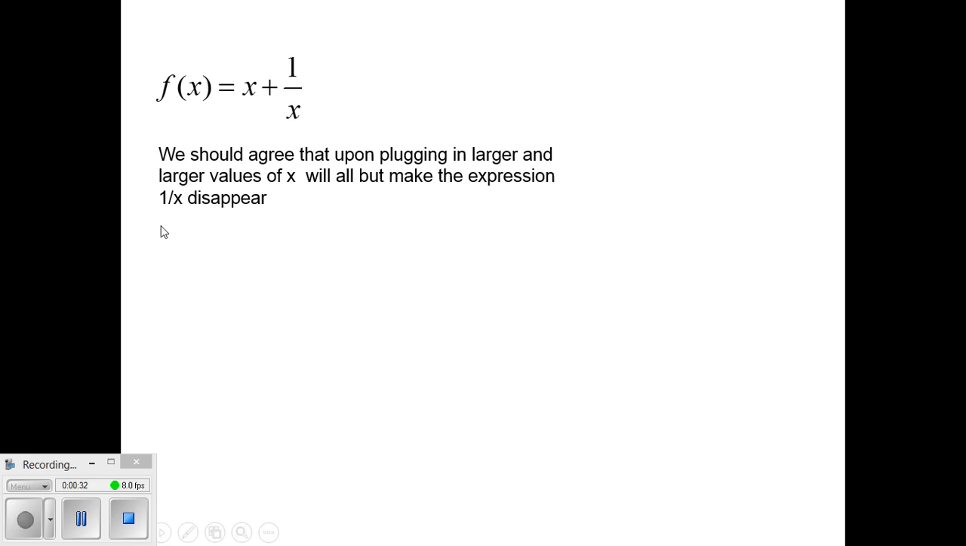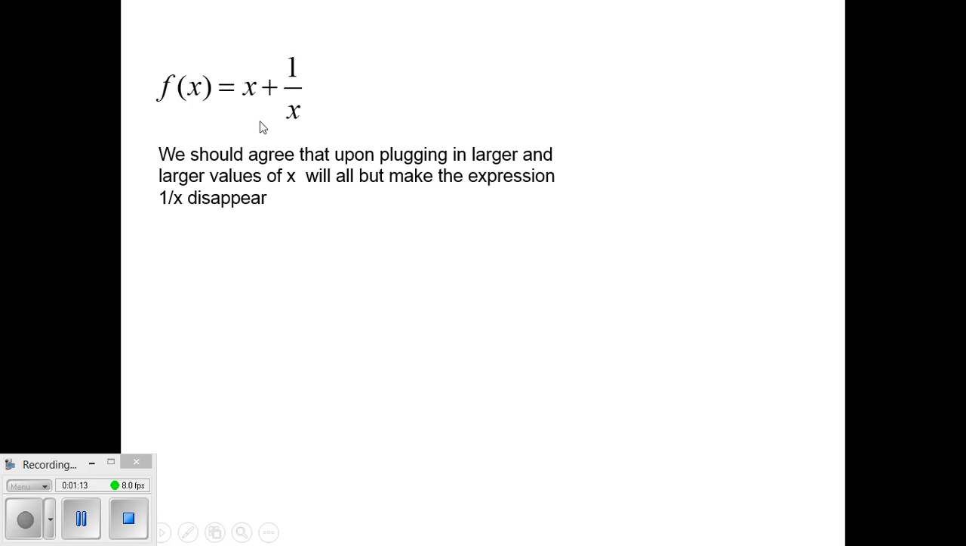But in this form, it's actually easy to get an idea about the end behavior. If we let x equal 100, then we have 100 plus 1 over 100, so 100.01. If it's 1,000, we have 1,000 plus 1 thousandth. If x is a million, then we have a million plus 1 millionth. So as the x values get larger and larger, this 1 over x expression becomes insignificant, and for all intents and purposes can be thrown away.